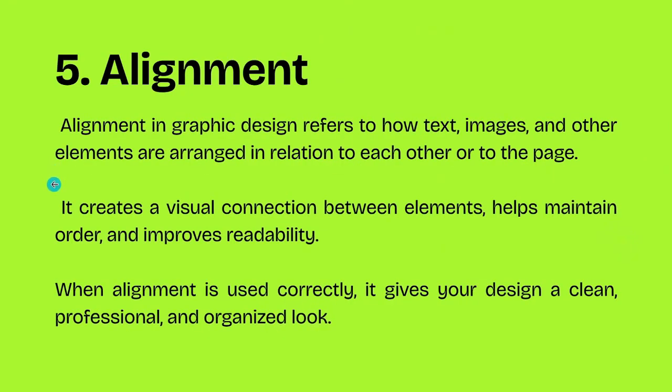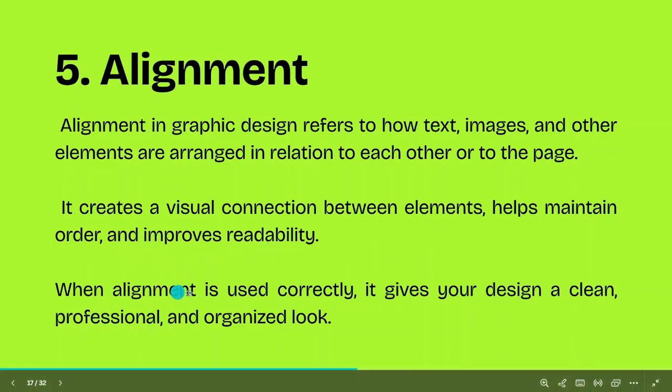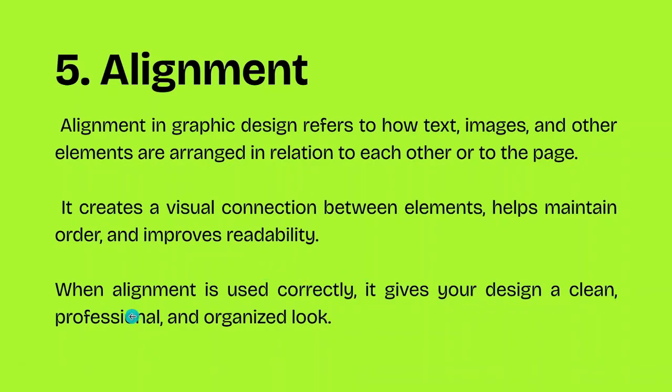Now the next one is alignment. So alignment in graphic design refers to how text, images, and other elements are arranged in relation to each other or to the page. So it creates a visual connection between elements, helps maintain order, and improves readability. So when alignment is used correctly, it gives your design a clean, professional, and organized look.